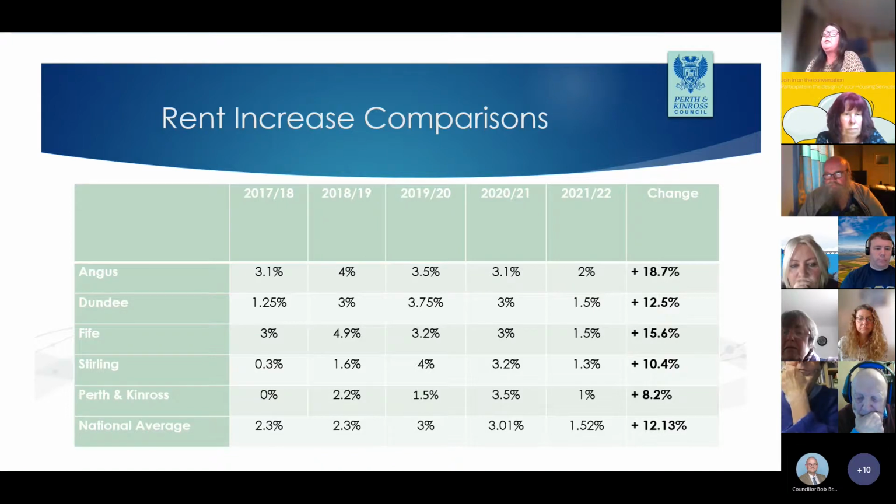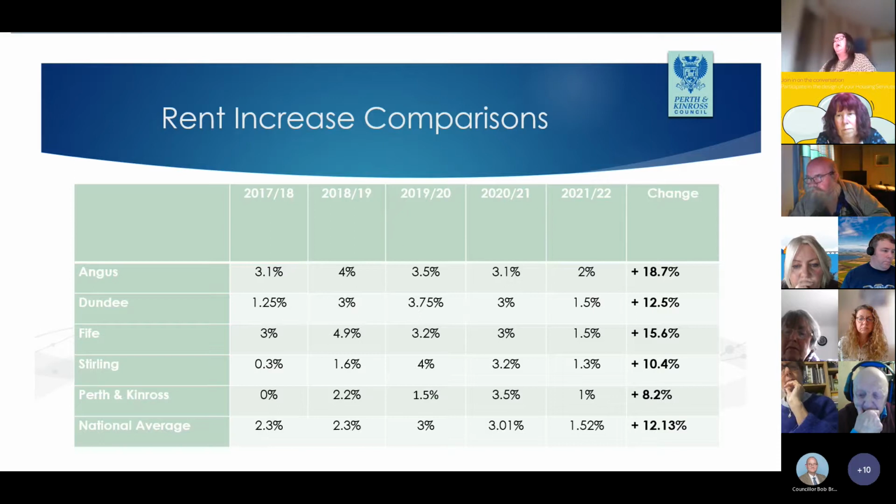You can see from that table the average changes over the last 5 years. We are sitting at the lowest, at 8.2%, with the national average being a 12.13% increase over the last 5 years. And we sit 2% under the nearest comparison, which is Stirling Council.